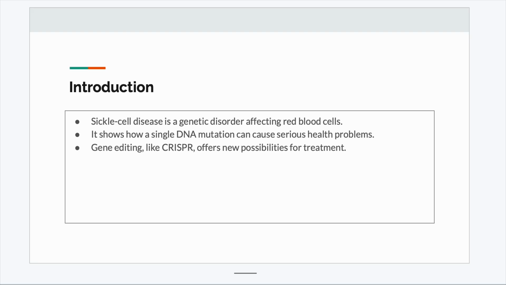Sickle cell disease is a genetic disorder that affects millions of people worldwide. I chose this topic because it's a perfect example of how a tiny change in DNA can lead to serious health problems. In this presentation, I'll explain how the disease is inherited, what mutation causes it, how it affects gene expression, and how CRISPR could potentially fix it. I'll also discuss some ethical concerns that come with editing human DNA.